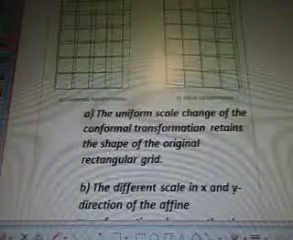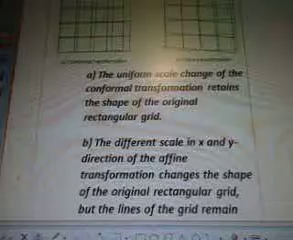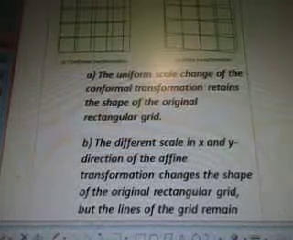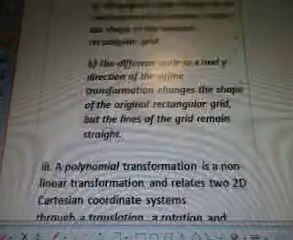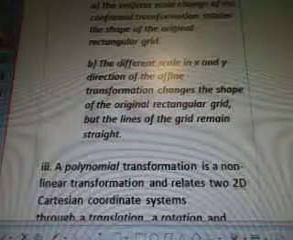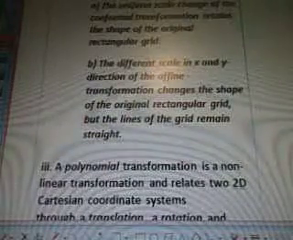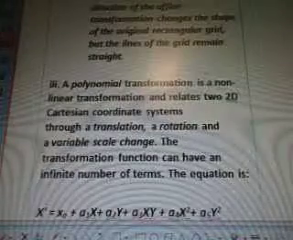The difference between a conformal and an affine transformation is illustrated in the figure below. Both are linear transformations, which means that the lines of the grid remain straight after the transformation. The uniform scale change of the conformal transformation retains the shape of the original rectangular grid. The different scale in X and Y direction of the affine transformation changes the shape of the original rectangular grid, but the lines of the grid remain straight.